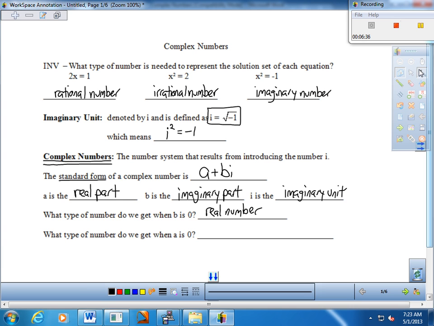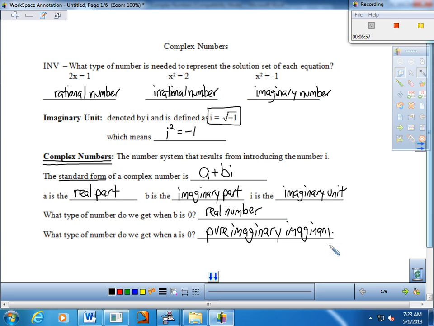All right, onward here to this next piece. It says, what type of number do we get when a is 0? So that would be covering up this part of the complex number. And you would just get the bi part, of course, and this is what we would call a pure imaginary number. So if you can jot that in, of course, that would be great.